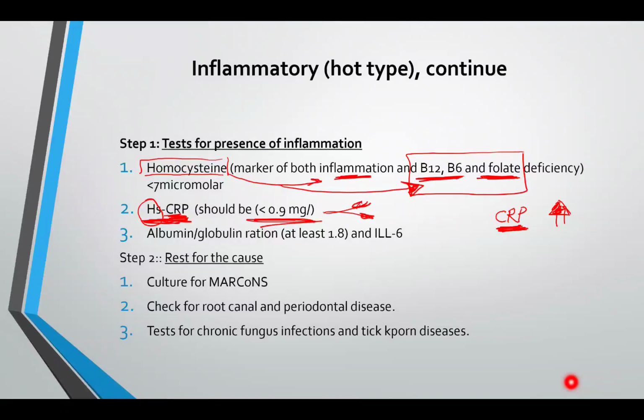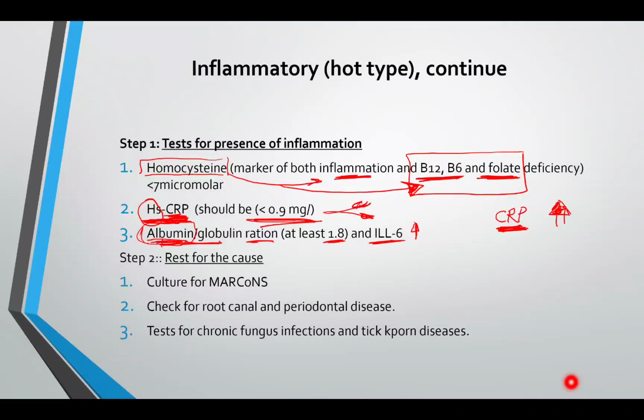The third marker of inflammation is we test the albumin globulin ratio. This is a blood test. The albumin and the globulins are proteins present in the blood. The albumin functions like a swipe; it helps to clear infection also. So we need it to be high, and the ratio should be at least 1.8. If it is less than 1.8, this means we have chronic inflammation also. And we can test for interleukin 6. If it is high, this indicates chronic inflammation.